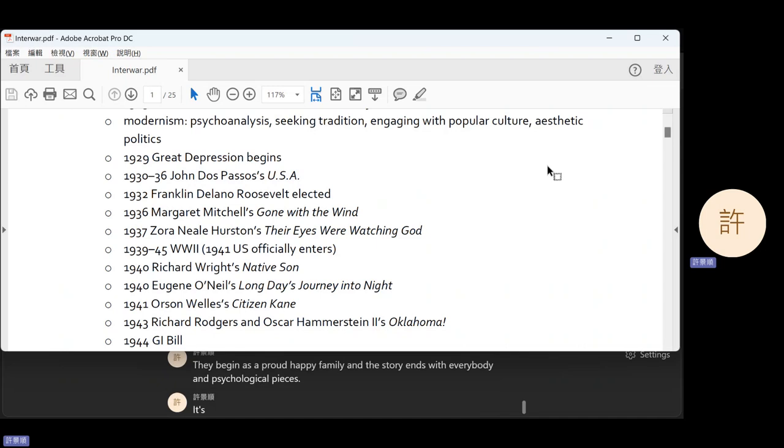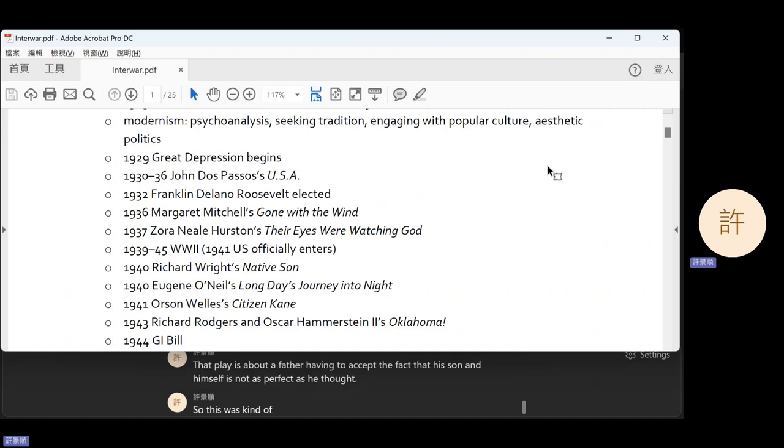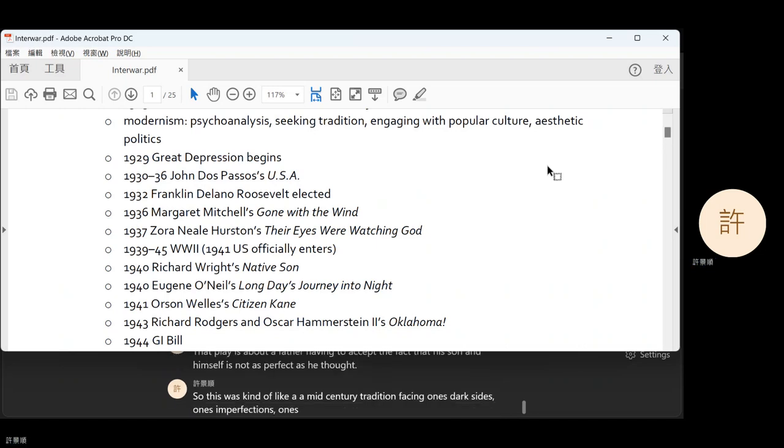It's kind of like Death of a Salesman. You guys remember that one? 行销员之死. I think most of you studied this in freshman year, approaches to literature. 文学入门大概读过. All right, that play is about a father having to accept the fact that his son and himself is not as perfect as he thought. So this was kind of a mid-century tradition, facing one's dark sides, one's imperfections, one's failures.